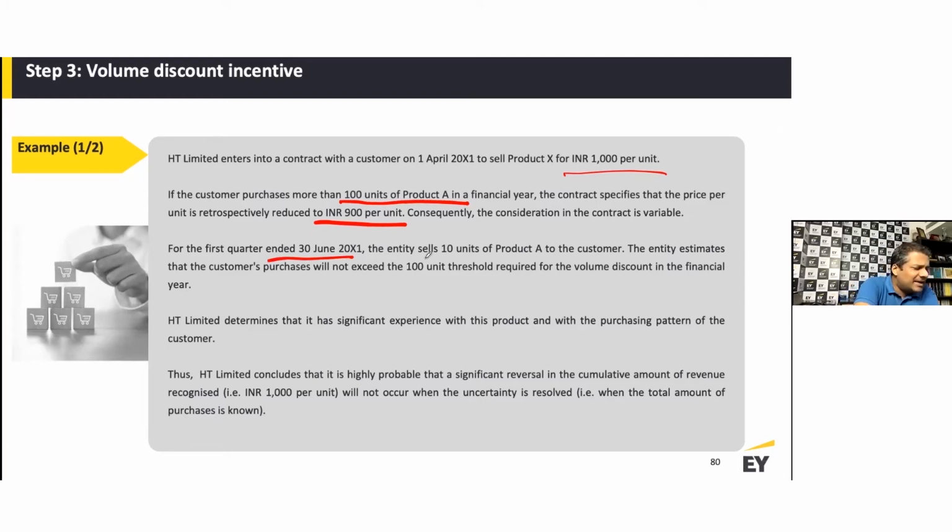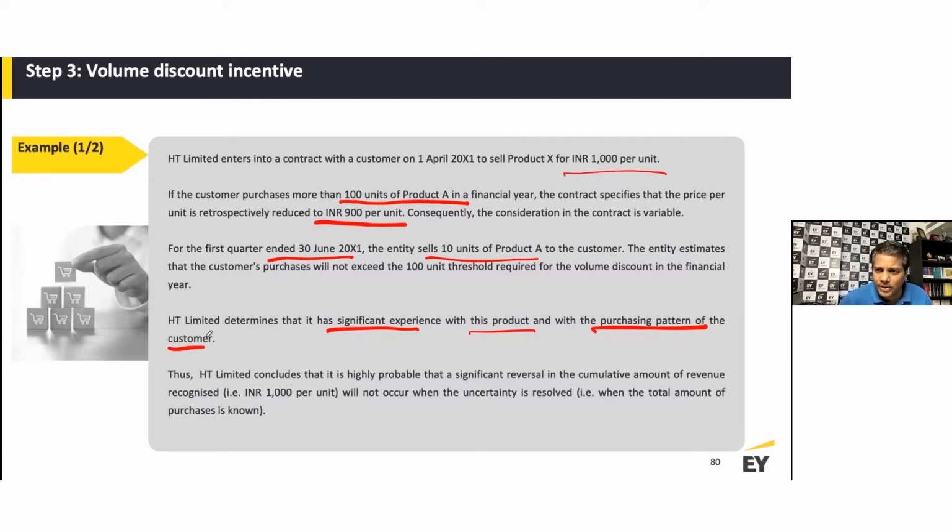the entity sells 10 units of product A to the customer. The entity estimates that the customer's purchases will not exceed the 100 unit threshold for the volume discount in the financial year. That means the discount I promised is not likely to be triggered. HT Limited determines that it has significant experience with this product and with the purchasing pattern of customers, and a high degree of confidence in its ability to assess whether this customer is likely to meet the threshold or not.